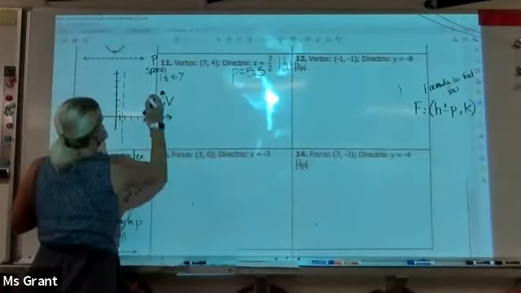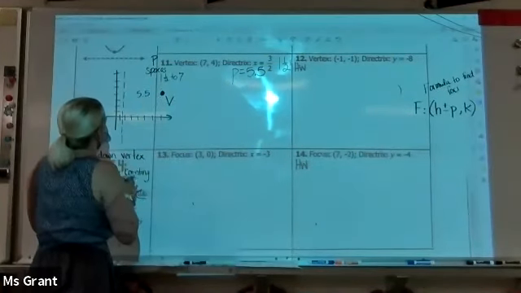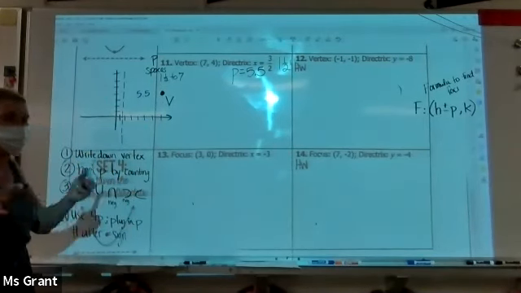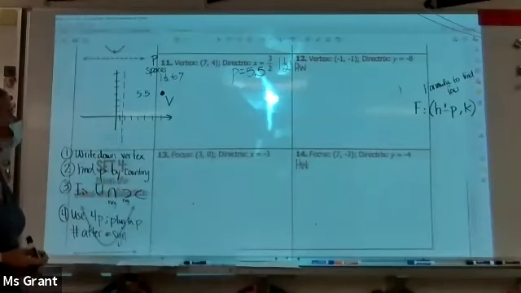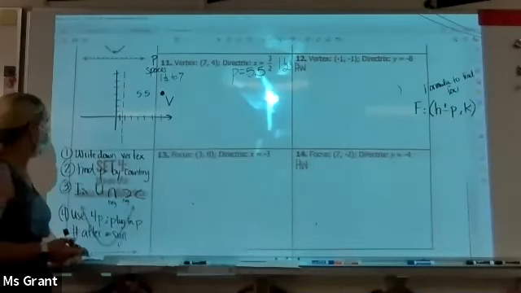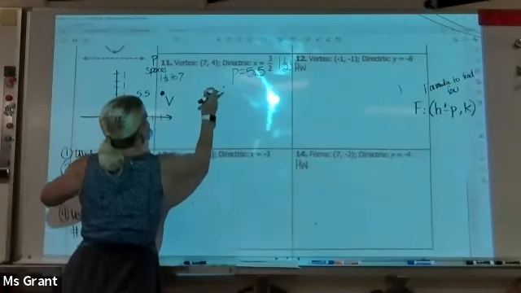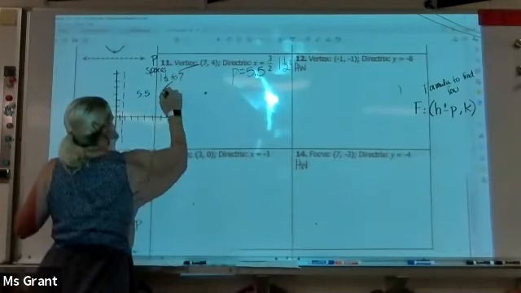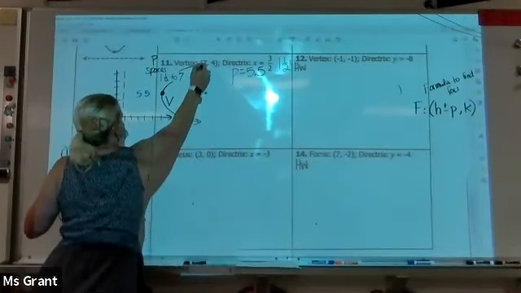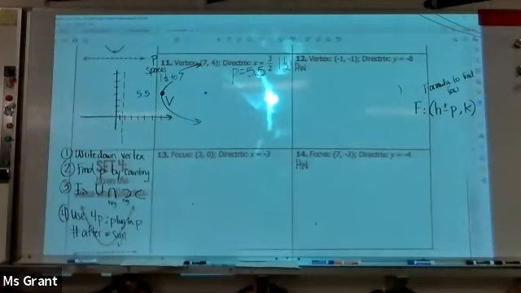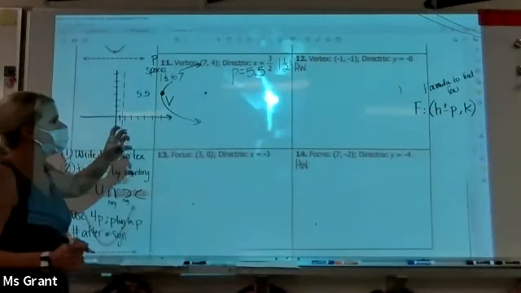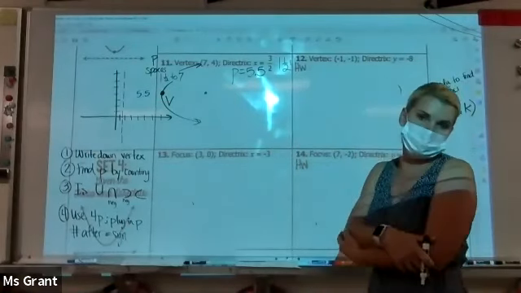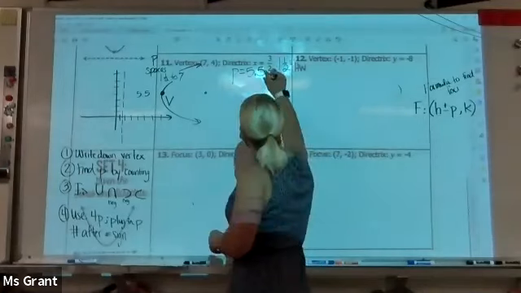So this is 5.5 away from here, which means my focus, you know what? I don't care about my focus at all. I do know that my focus is going to be over here somewhere, which means my parabola opens up like this, right? So the focus is always inside the curve. The focus tells me the direction of my parabola. So now I'm going to do my 4P thing.